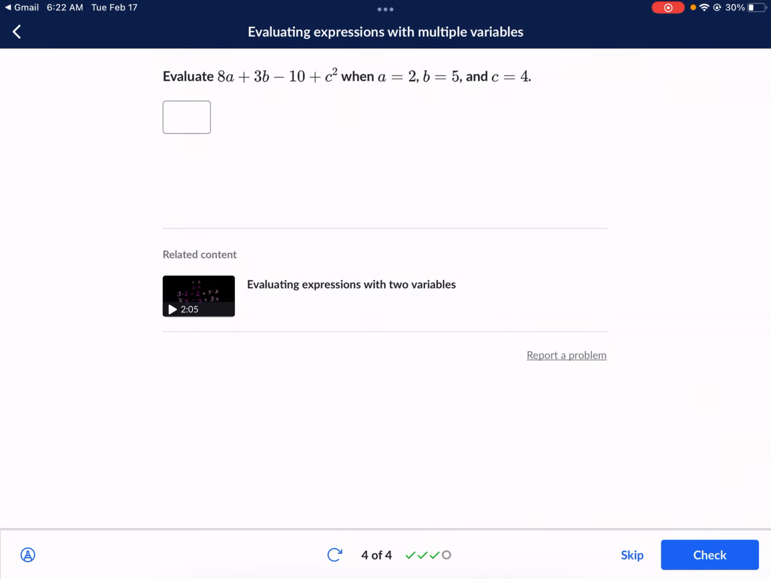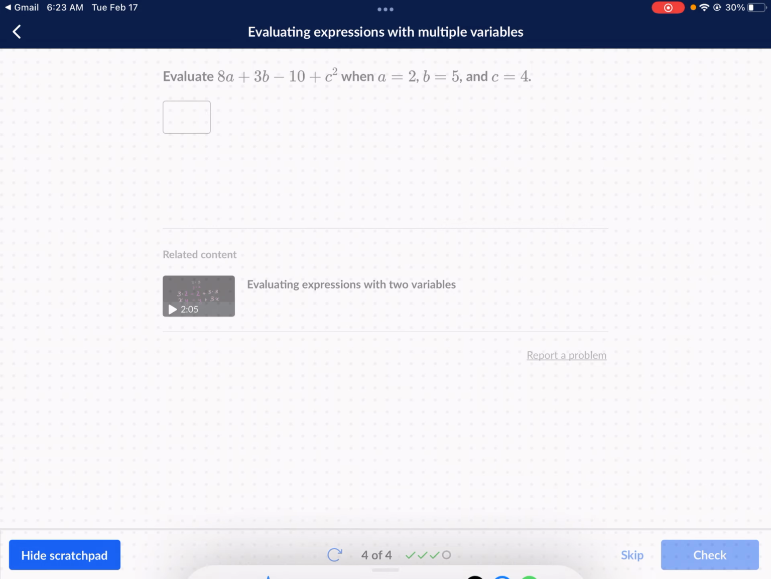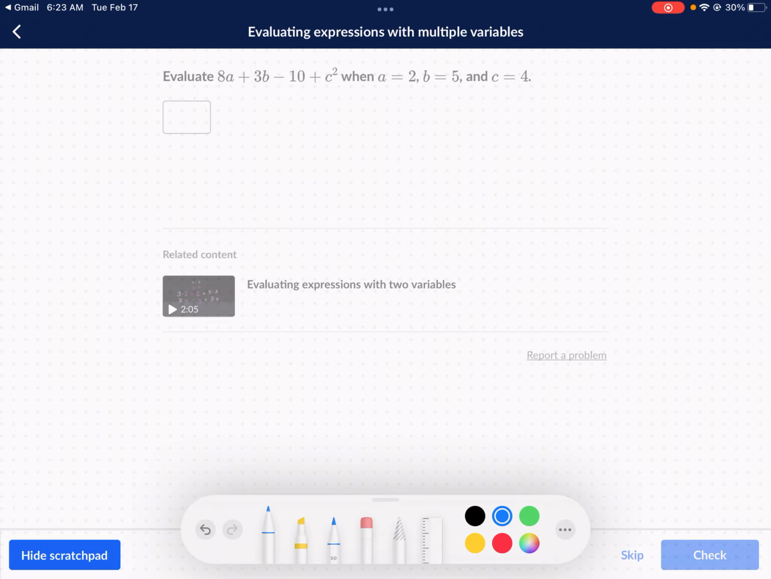Next question. Ooh, look at this one, making it a nice hard one for the end. All right, so I'm going to try to do this one a little bit more quickly. So we have A, that's going to go, or 2 goes there, so 8 times 2 plus, and then B is 5, so that goes there, 3 times 5. Minus 10, nothing to plug in, and then C is 4, so we get 4 squared. Okay, so I got it all set.